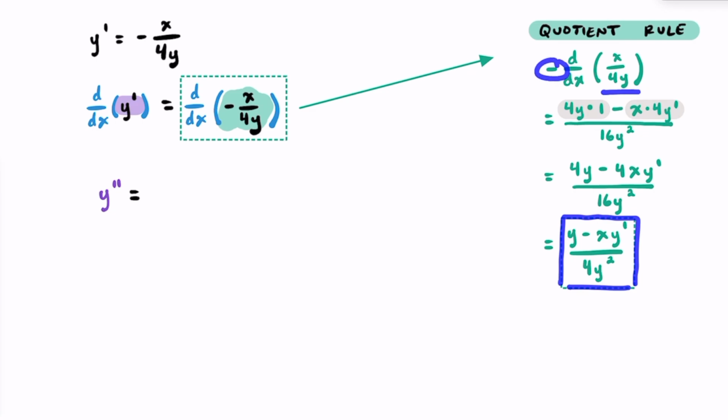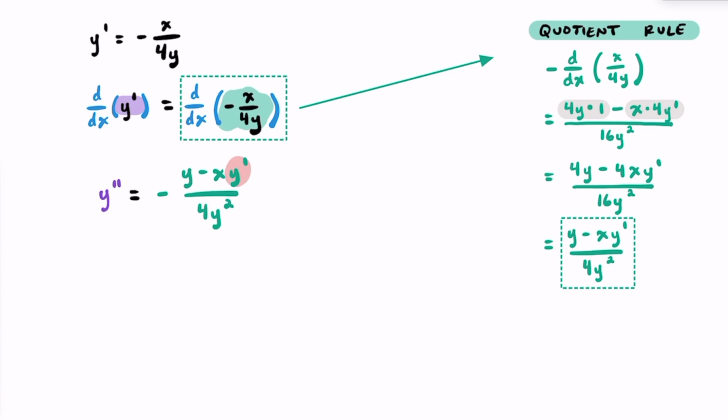We put it in front, so let's not forget about that, right? So we can say that this y double prime is going to be equal to this negative, and then we have y minus x times y prime, all over 4y to the second power. Okay, so this would be our derivative of the right side of the equation.